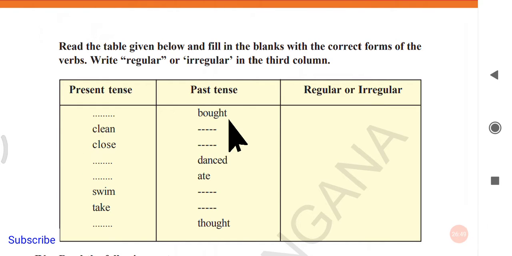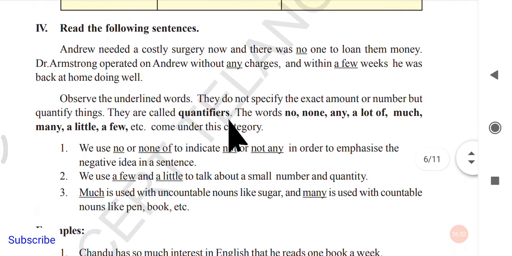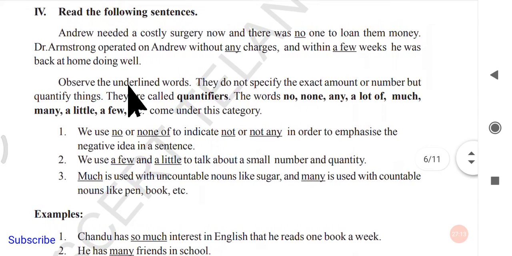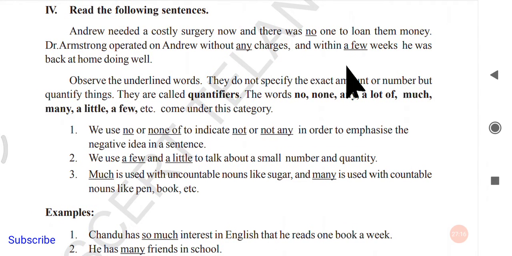Next, read the following sentences. Andrew needed a costly surgery, and there was no one to loan him money. So Dr. Armstrong operated on Andrew without any charges, and within a few weeks he was back at home doing well. Observe the underlined words: no, any, few. They do not specify the exact amount or number, but quantify things. They are not giving a certain, particular number like 1, 2, 3, 4, 5.